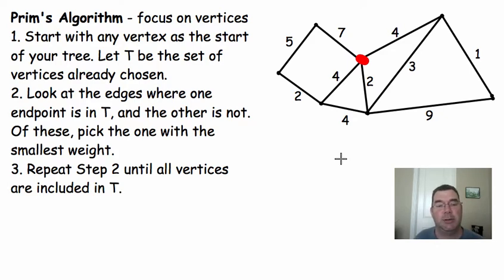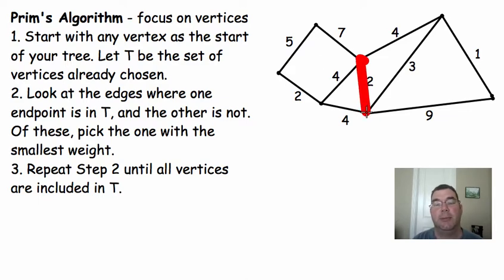And so what I'm going to do is look at the edges where one endpoint is one of the vertices I've already chosen, and the other one is not a vertex that I've already chosen. And I'm going to pick the smallest weight out of all of those. Well, this is my only vertex, so the edges I have to choose from are the ones that leave this vertex. So I've got the 7, I've got 4, 2, and 4. Well, of those, the smallest is the 2, so I'm going to use that edge.